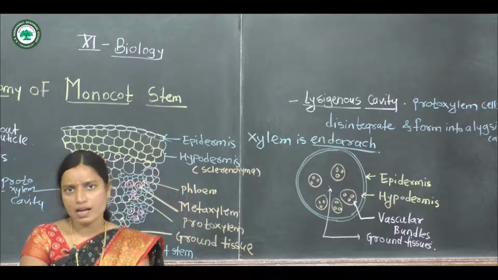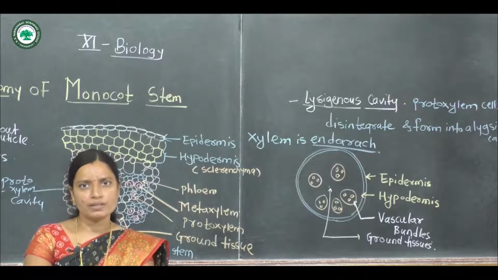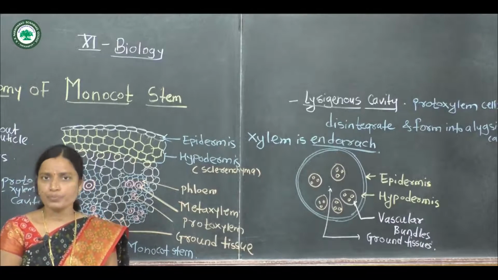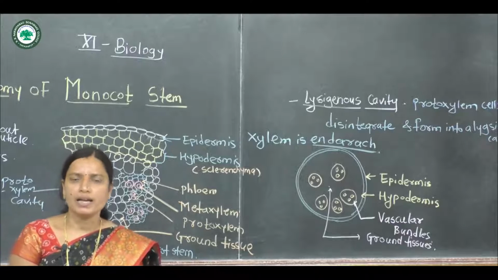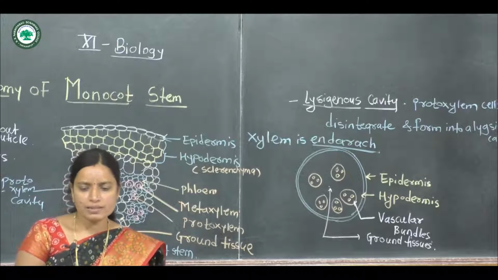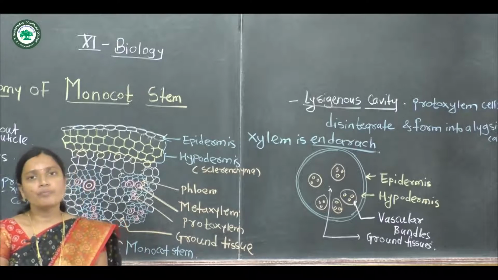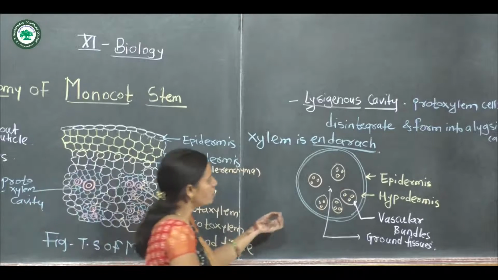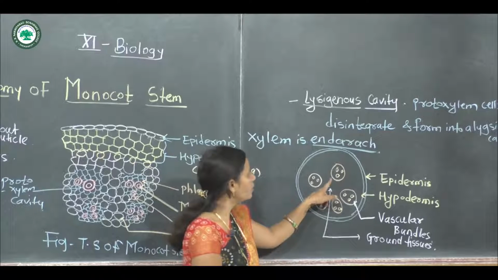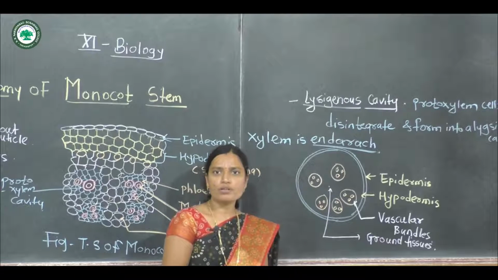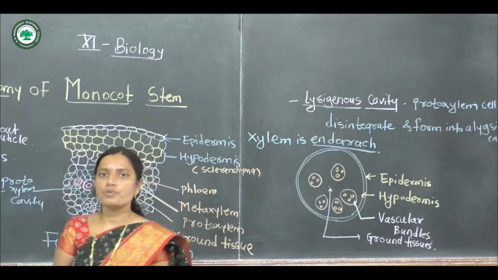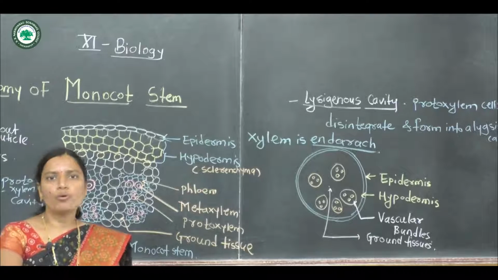The cambium is absent because secondary growth is absent in monocot plants; only phloem and xylem tissues are found in the stem of monocot plants. Most importantly, pith is a central core in the dicot stem, but pith is absent in monocots. This is one of the most important characters of the monocot stem.